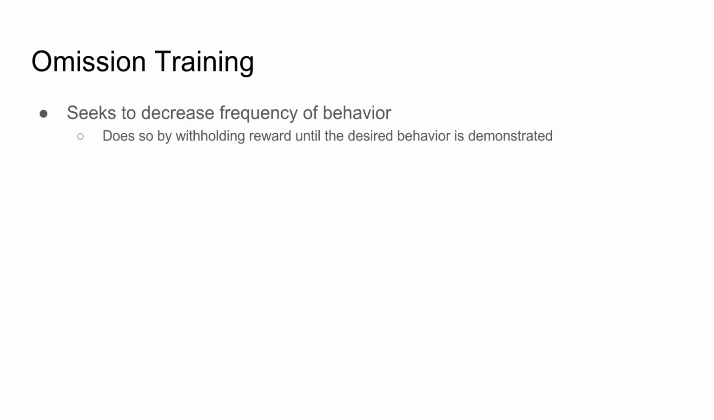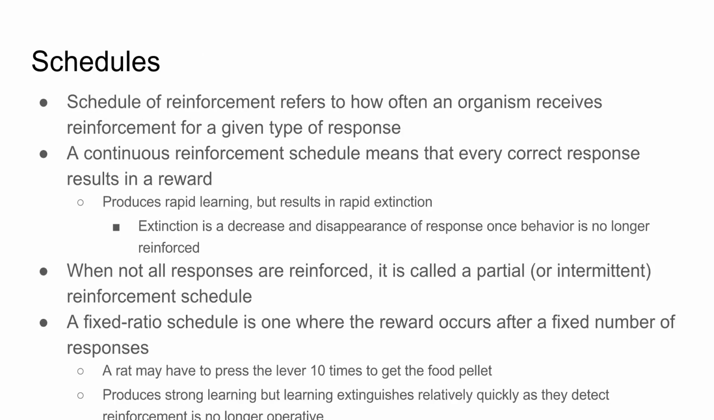There's also something known as omission training. In omission training, you try to decrease the likelihood or the frequency of a behavior, and you do that by withholding rewards until you get the desired behavior demonstrated. So that's what we have going on for omission training.